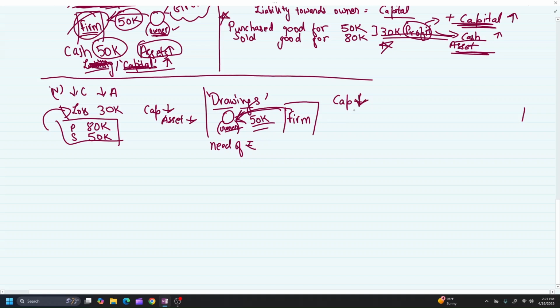मेरी liability कम हो गई. जो मुझे लौटाना था 50k लौटा दिया. Capital गया. Now your asset, it's in need of money, so cash निकाला, cash decrease हुआ, तो asset decrease हुआ. Simple. Okay.